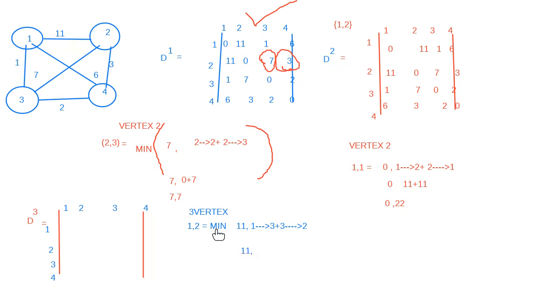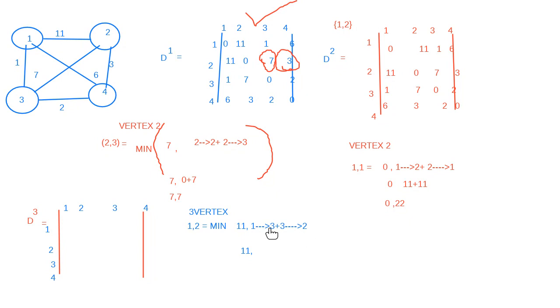Now I have to include the third vertex. It means first from 1 I will go to 3, then from 3 I will go to 2, using the D2 matrix. Like in D2, it was 2 to 3, I was going from 2 to 2 and then 2 to 3 again. Here I have included the third vertex, so I am going from 1 to 3 and then again from 3 to 2.